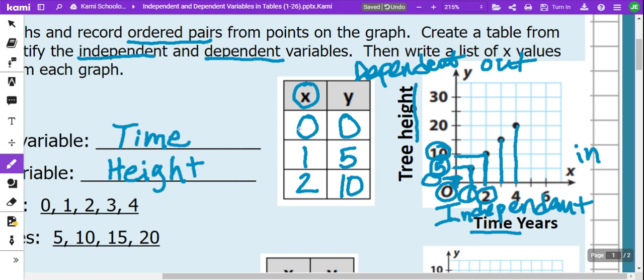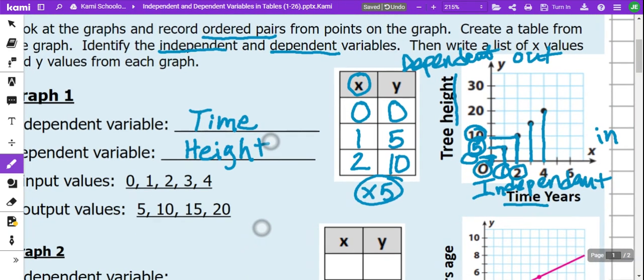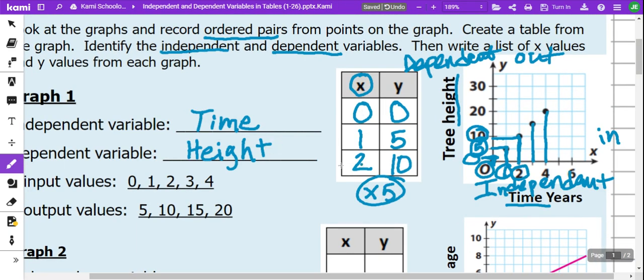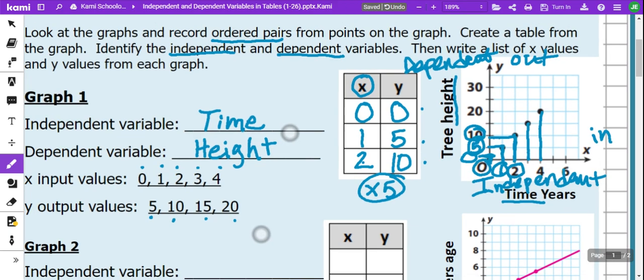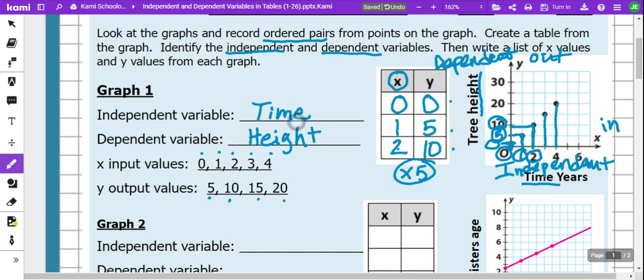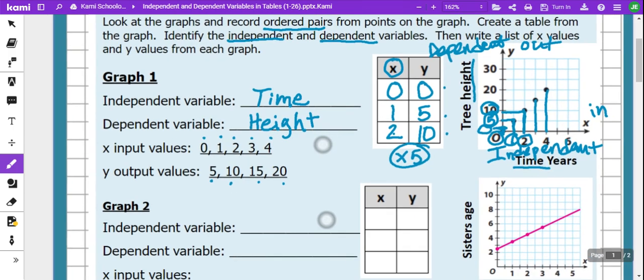So just looking at this, this is not an adding rule. 0, 0, nothing was added, and 1, 5, 2, 10. This looks like a multiplying, or multiplicative, rule. So then over here, 0, 1, 2, 3, 4 for the input variables. And then we have 0, 5, 10, 15, 20 for the output variables. So you can work ahead at any time. We just went through one example with graph 1.